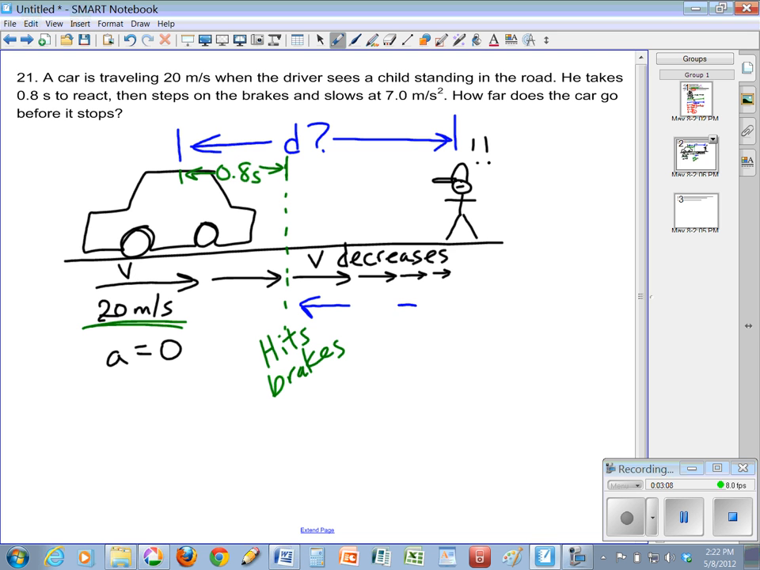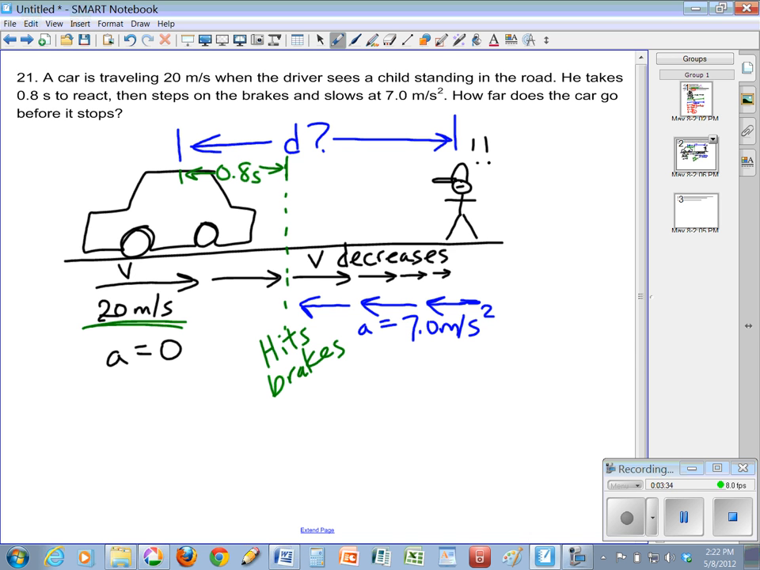It doesn't say the acceleration is changing, so I'll just draw 3 arrows roughly the same length here. It says that the acceleration is now 7 meters per second squared, because the acceleration is acting in an opposite direction to the direction of the car and slowing it down. It wants to know how far does the car go before it stops.